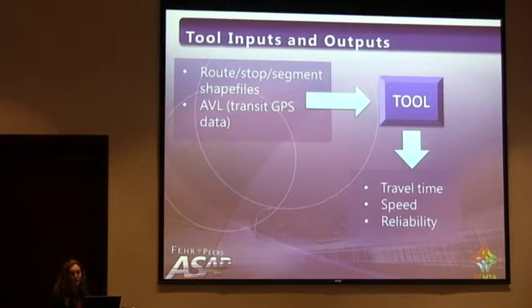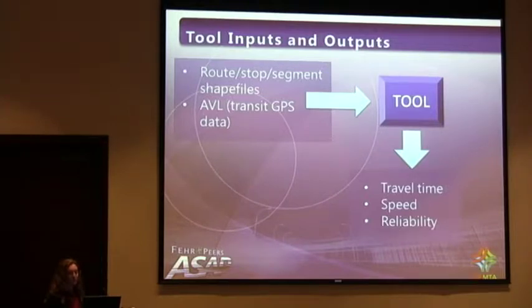calculate performance metrics. The main performance metrics that the tool currently calculates are travel time, speed, and reliability. The way we're calculating reliability is a little bit different from the typical on-time performance metric that a lot of agencies use. We calculate reliability as a coefficient of variation of travel time. That's the standard deviation of travel time divided by the average travel time.